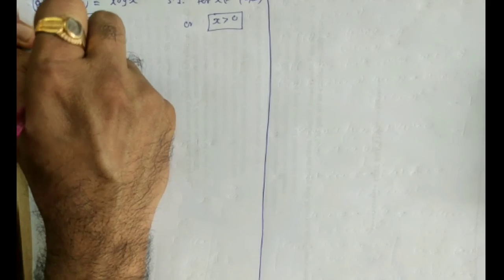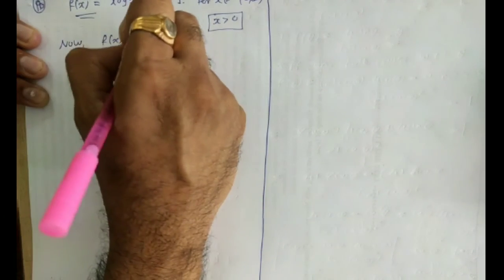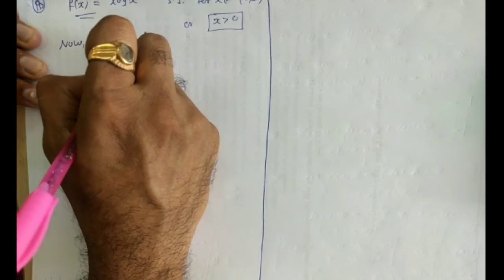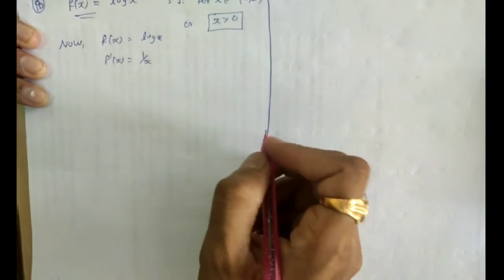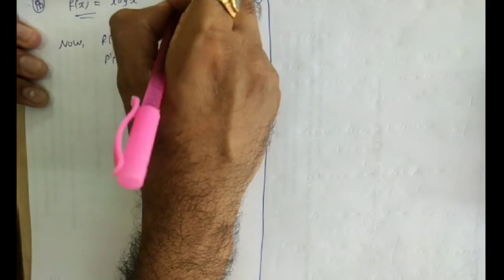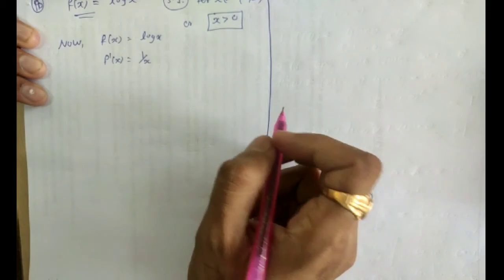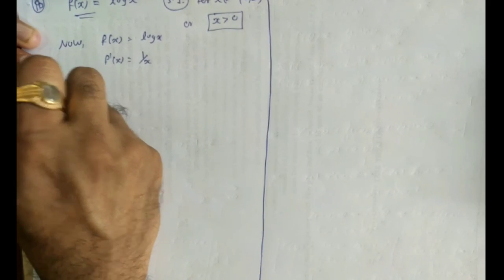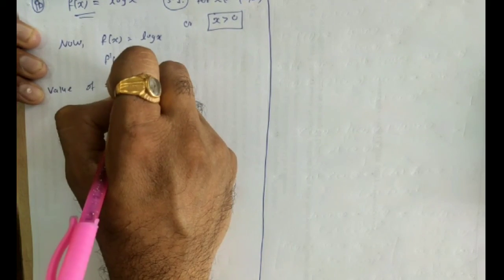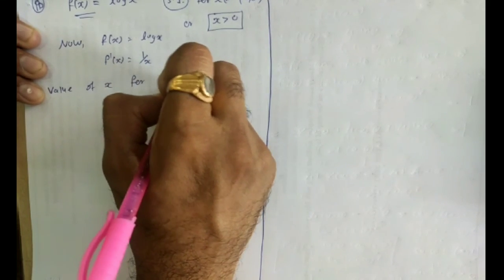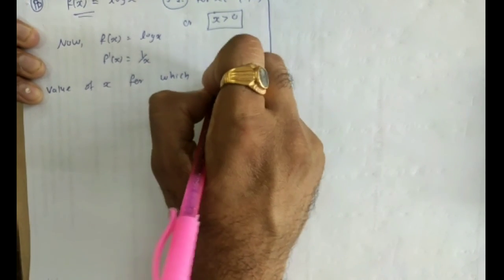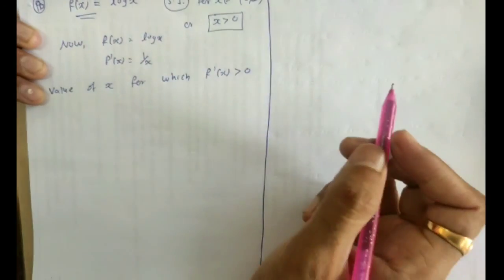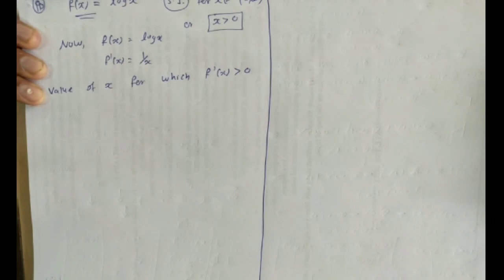Simple. So we'll start with the given function f of x, which is equal to log x. Then you have to obtain the first order derivative f dash x, which is 1 by x. Done. Now what is the condition for a strictly increasing function? The value of x for which our f dash x is greater than 0, that will be the value. We can say the function is strictly increasing.